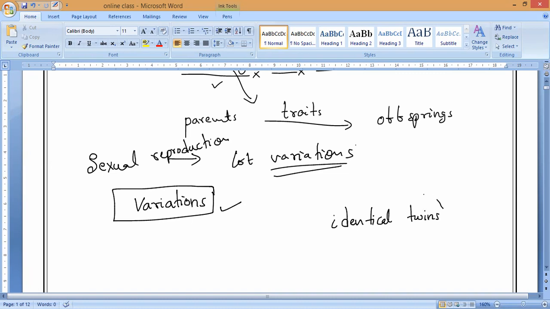So except these twins, no other two human beings or any kind of animals have similarities. A large number of varieties will be there. So this is what you have to understand. Why these variations take place in sexual reproduction, we will study now. If you observe, these variations are necessary for organic evolution.